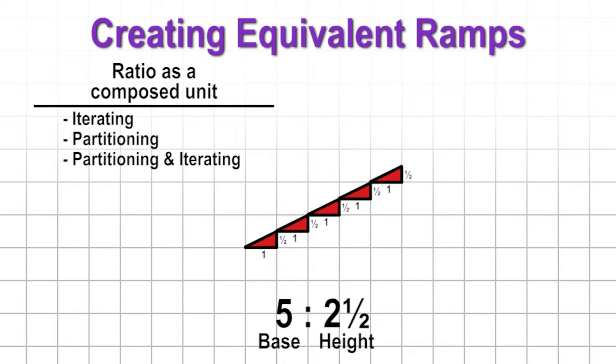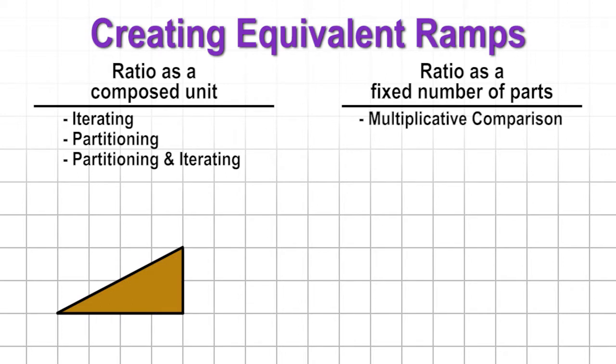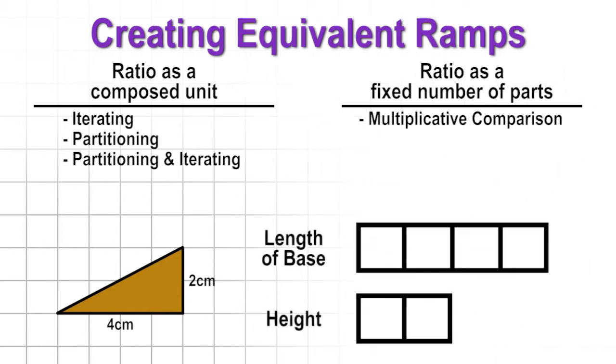Another perspective for creating equivalent ramps or ratios is thinking of a ratio as a fixed number of parts. A ramp can be created by looking at the multiplicative comparison between the base and the height of the ramp. It is similar to using a tape diagram. The original length of the base was 2 times as long as the height. Likewise, the height is 1/2 as long as the base. Different ramps can be made by changing the value in each fixed part.